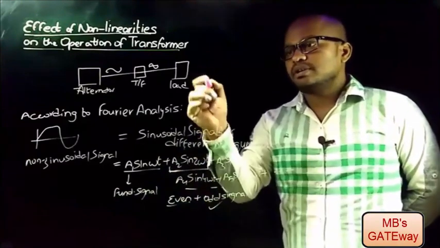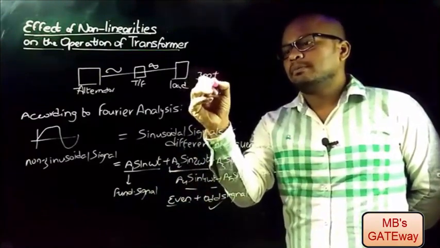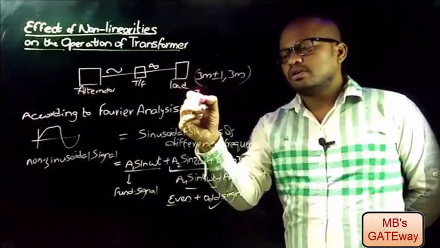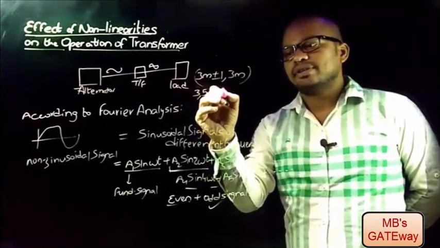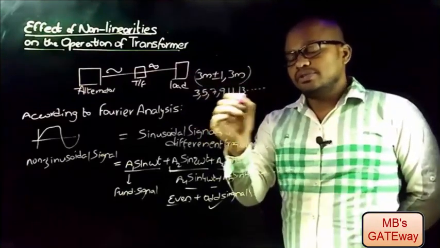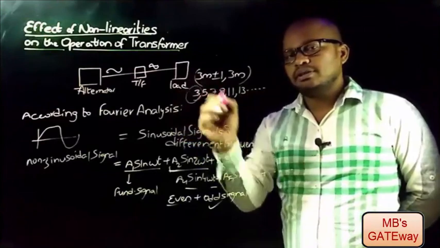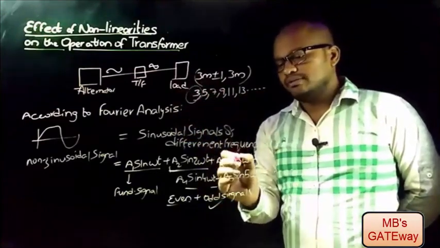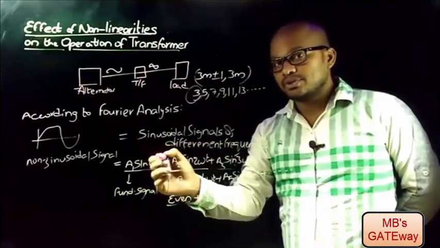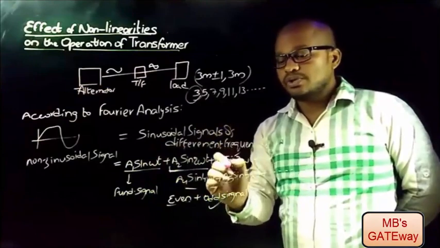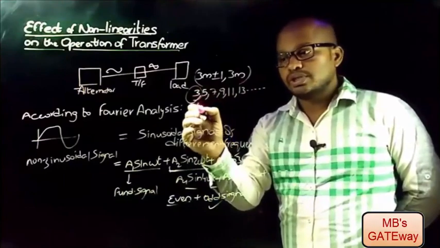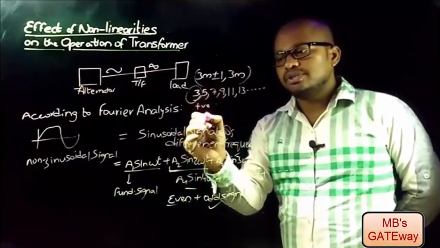These odd harmonics have an order of 3m plus or minus 1 and 3m. That is, odd harmonic signals of 3, 5, 7, 9, 11, 13 and so on. Of these harmonics, the most dominant is the third order harmonic, that is this signal. Because of this third order harmonic, our fundamental signal gets maximum distortion. So our focus must be on how to reduce this third order harmonic. Of these odd harmonics, a few are called positive sequence harmonics and a few are called negative sequence harmonics.